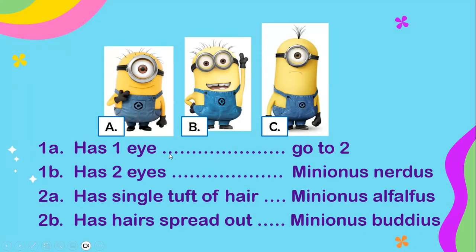And our third, C, if we go back to number 1, has one eye or two eyes. This one has one eye, so it tells us to go to 2. 2 has single tuft of hair or hair spread out. It has a single tuft of hair. So this would be Minionus alfalfus.